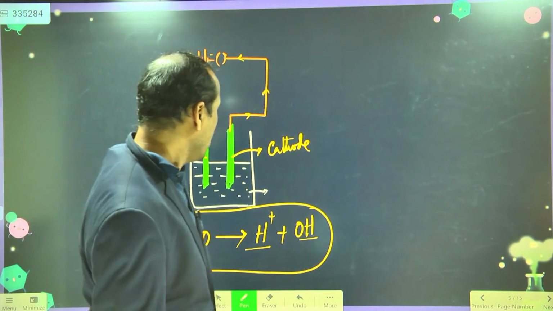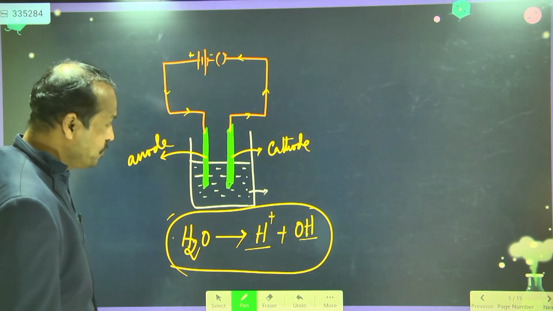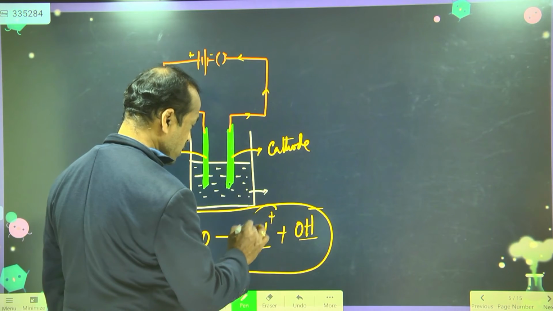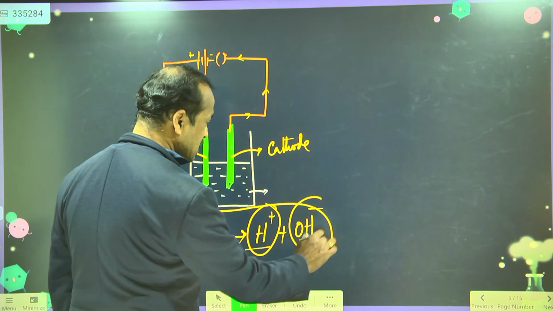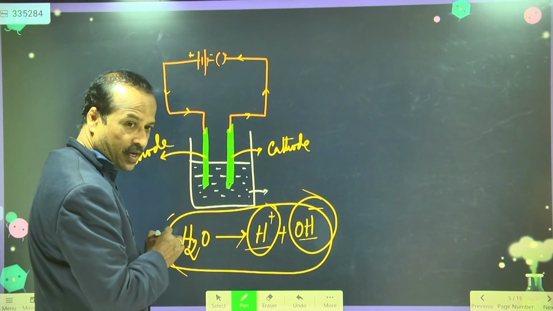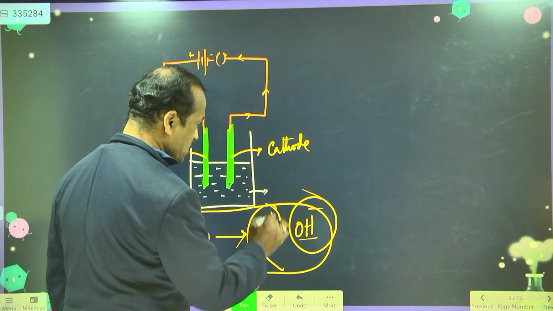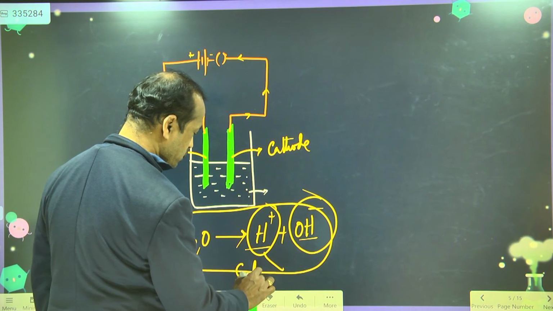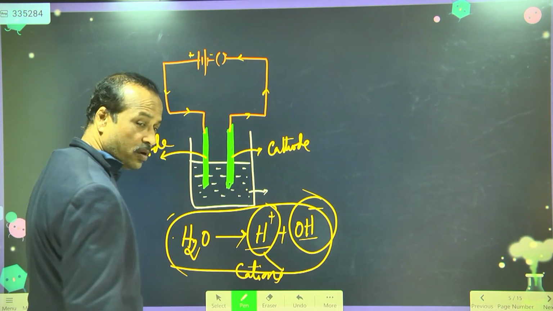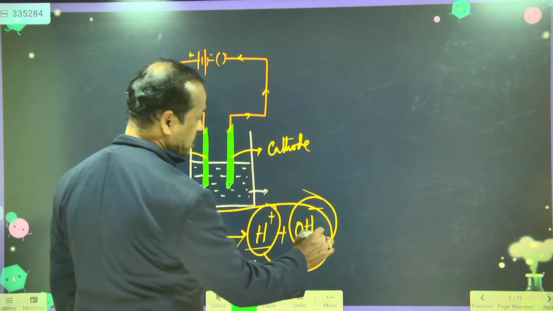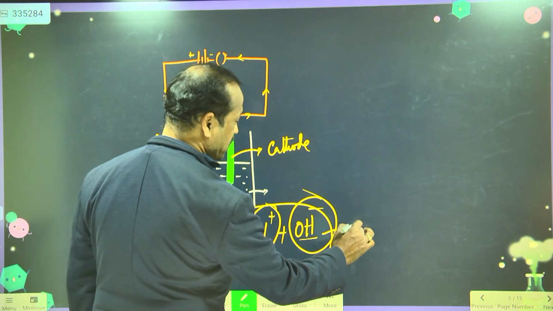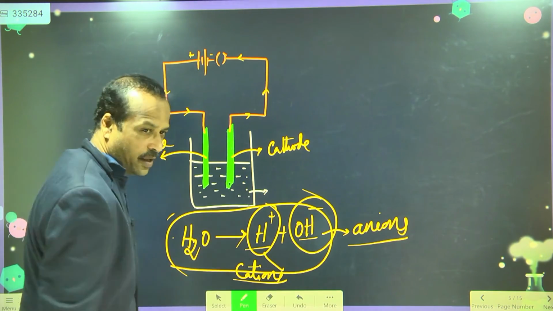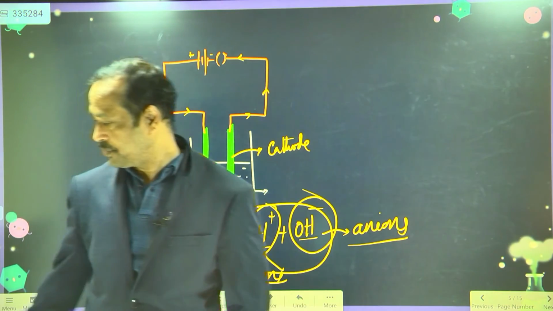Now, when they pass electricity like this, they came to know that two types of charged particles are released. One is positive and the second is negative. These positively charged particles are called cations. What are they called? Cations. And these negatively charged particles are called anions. What are they called? Anions.